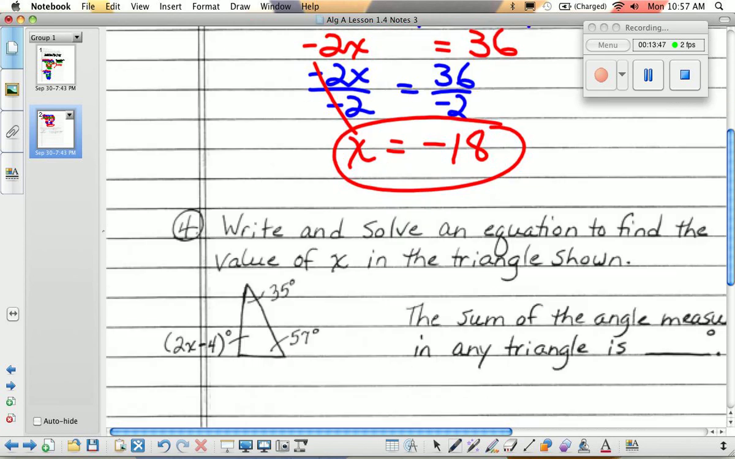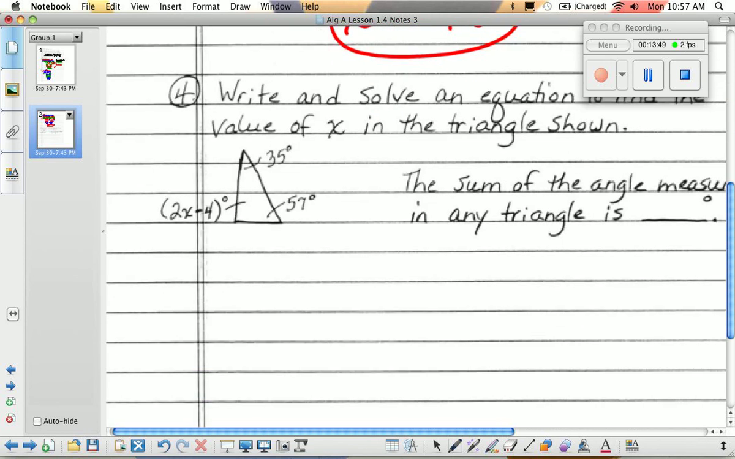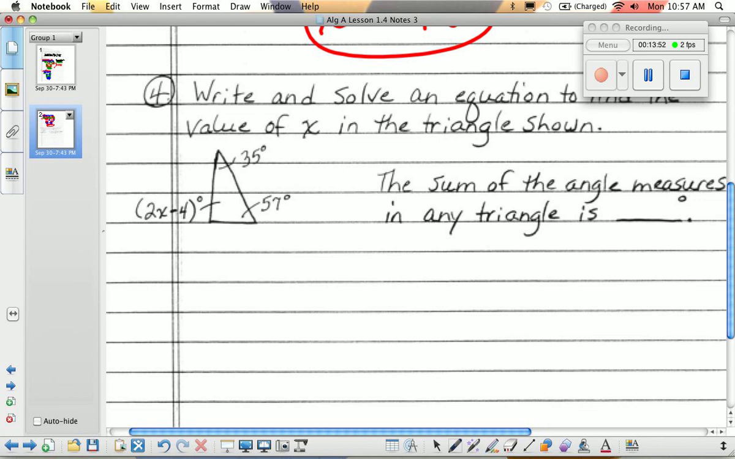Okay, then let's do, when we have to set up our own equation, you're going to have to do that today. Write and solve an equation to find the value of x in the triangle shown. Well, we have 3 angle measures given to us, 35 degrees, 57 degrees, and 2x minus 4 degrees. And we know that if you add up all the angle measures in a triangle, what do they have to add up to? 180 degrees. So we should be able to use the fact that if you add all 3 angle measures together, they should be equal to 180.